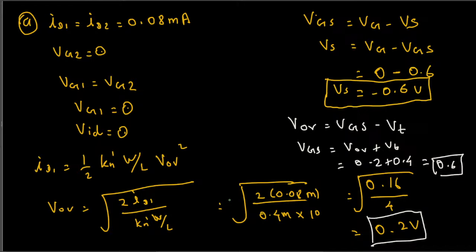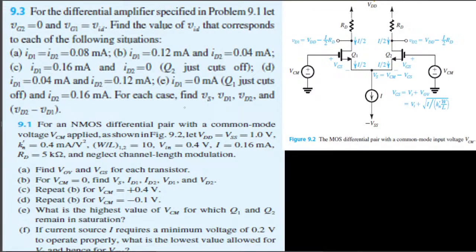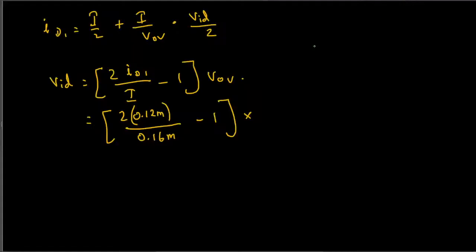Okay, and the V overdrive is the same for everything. So 0.12 is the V overdrive. Okay, so use that one. 0.2, and you will end up getting 0.1 as the input differential voltage. Okay, that is VID.